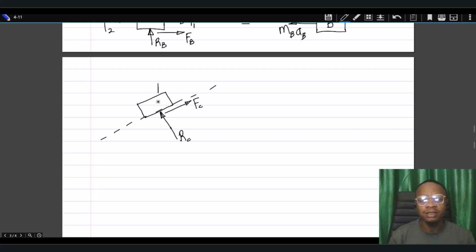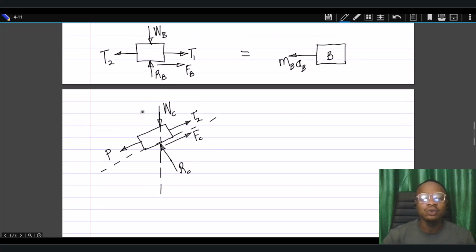So let's extend this vertically down. All right, so we have the weight of this body. So that is the weight of body C. And then we have the tension. Tension will be directed away from the body. So this is the tension T2. Then the force P, which we are actually looking for, will be directed down the incline as given in the problem statement.